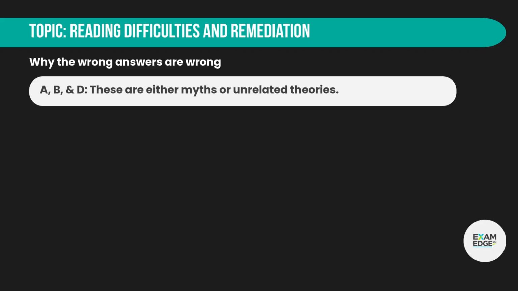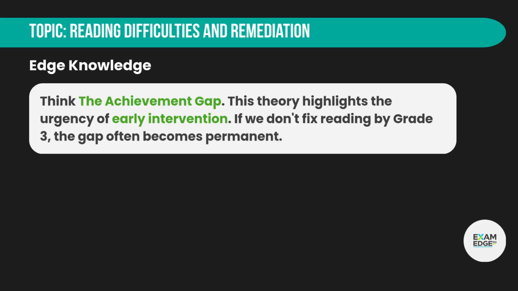Why the wrong answers are wrong? A, B, and D. These are either myths or unrelated theories. Edge knowledge. Think the achievement gap. This theory highlights the urgency of early intervention. If we don't fix reading by grade 3, the gap often becomes permanent.